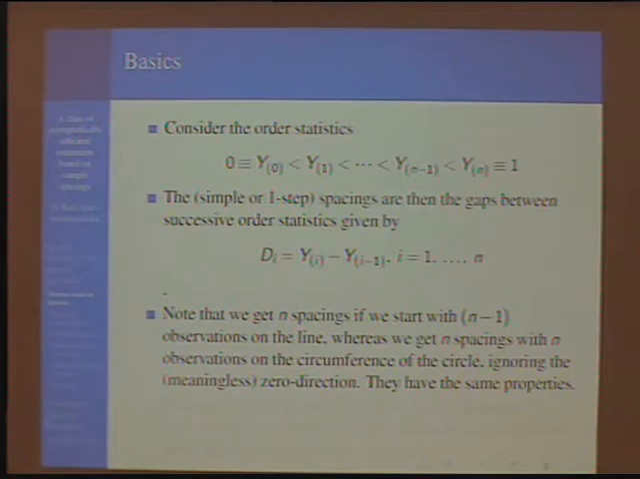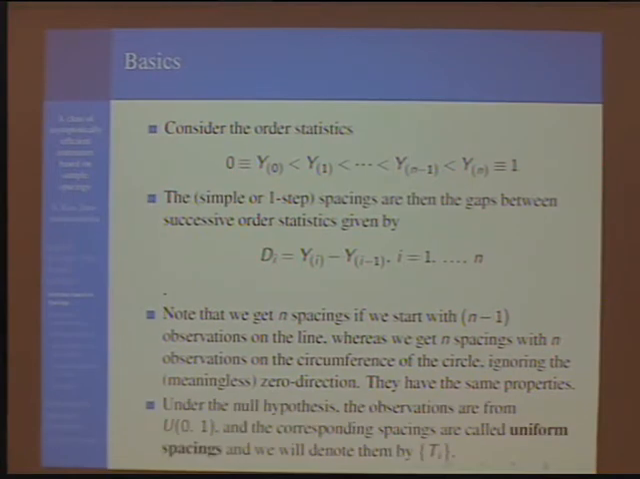So if you start with n minus 1 observations, you get n gaps. In other words, these n minus 1 points split the interval 0, 1 into n parts. And this is the same thing with, for example, the circle: if you have n observations on the circle, they end up making you n spacings. So they have the same properties.